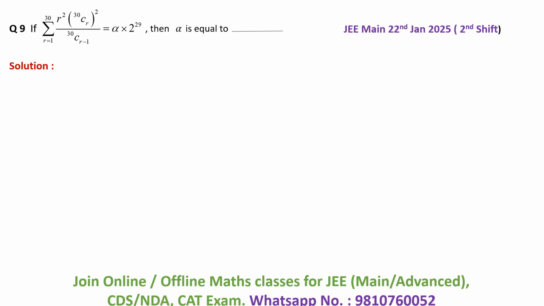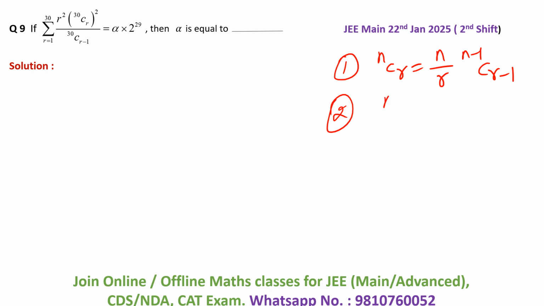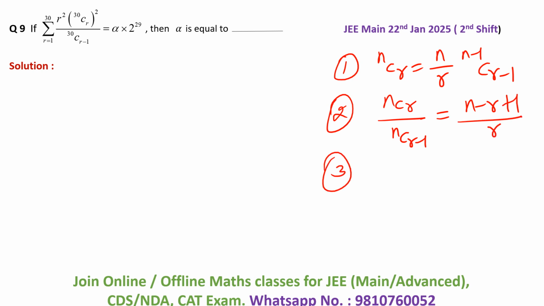Now I will be solving this question by using three formulae. The first one is that nCr can be written as n upon r into (n minus 1)C(r minus 1). Secondly, we will be using nCr upon nC(r minus 1) equal to (n minus r plus 1) upon r. And thirdly, summation nCr, r varying from 0 to n, is equal to 2 to the power n.